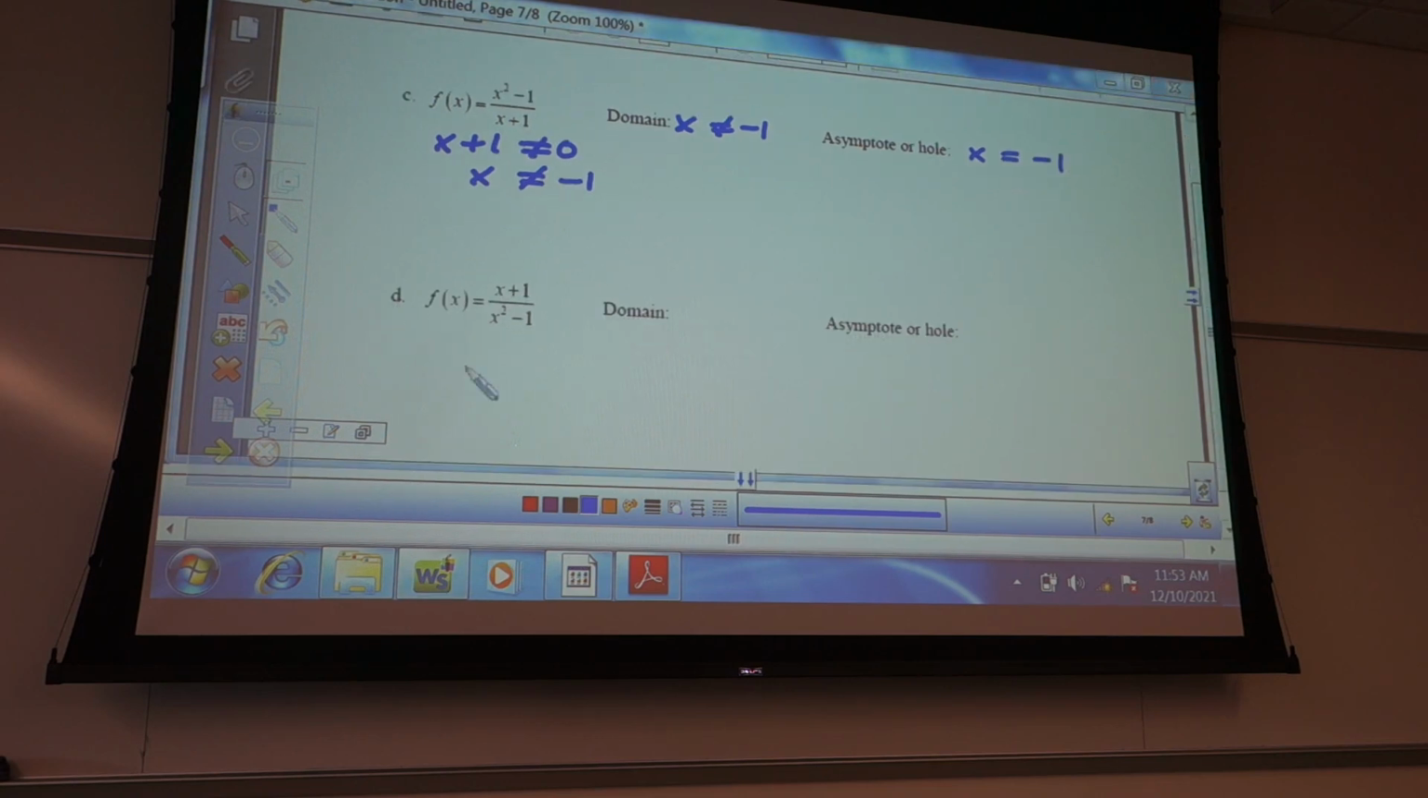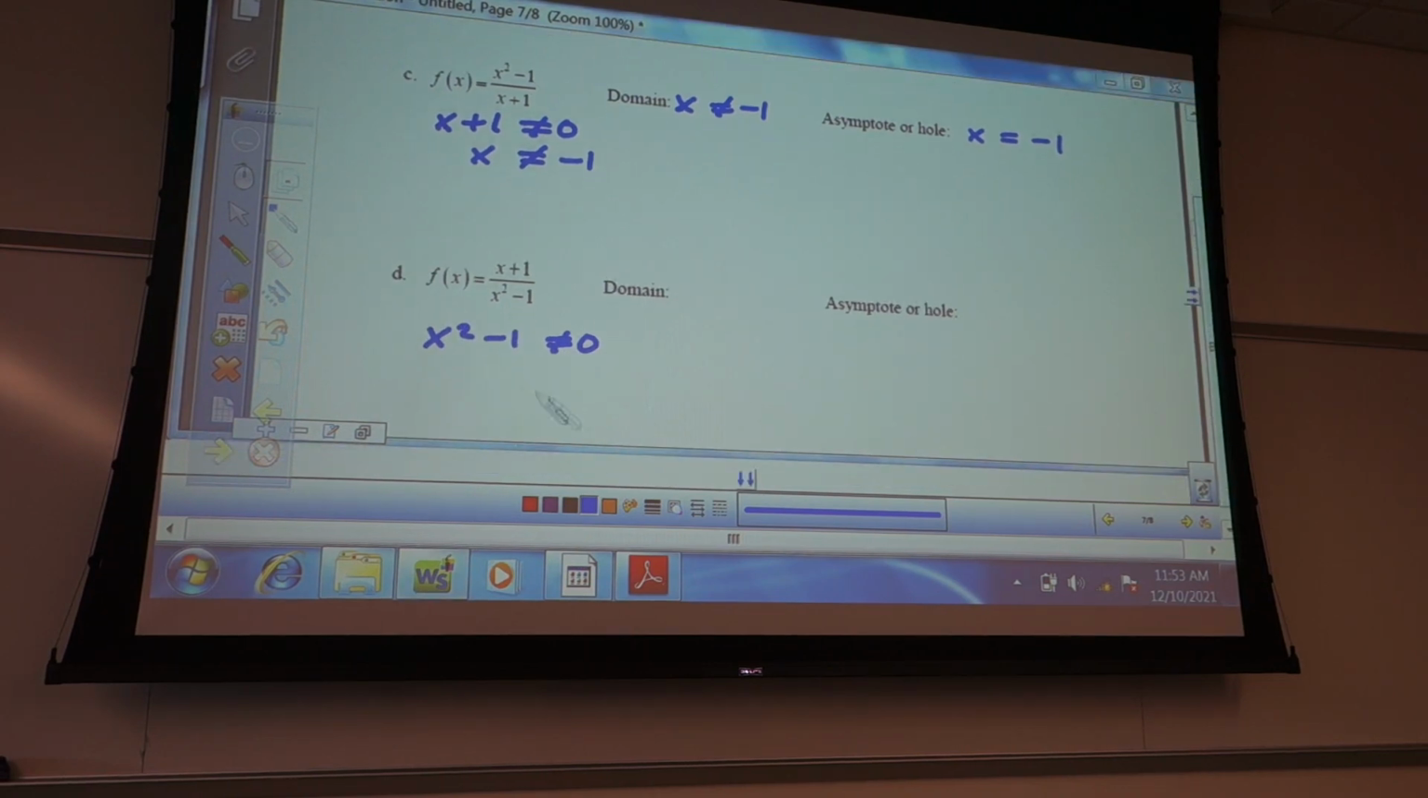All right, and the bottom one? What can't equal 0? What can't equal 0, Ryan? x squared minus 1 can't equal 0. So then x squared equals 1. So x can't equal what? 1 or negative 1.